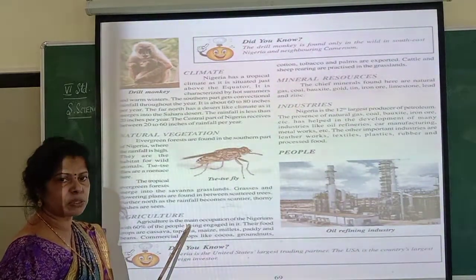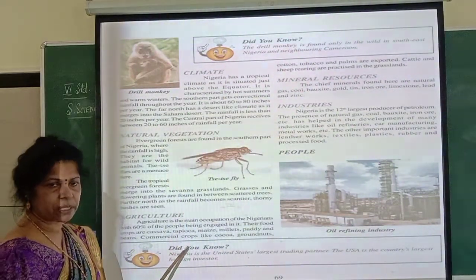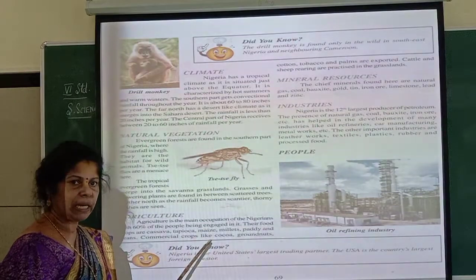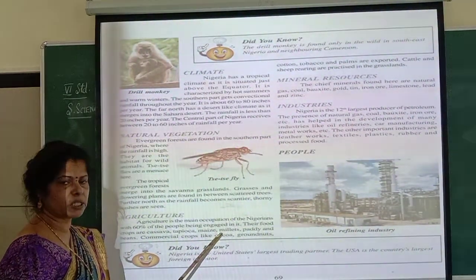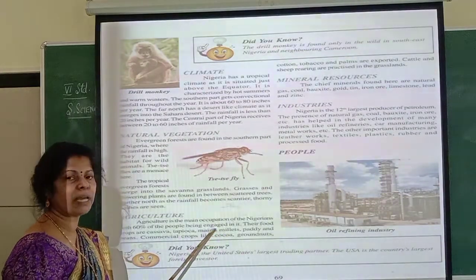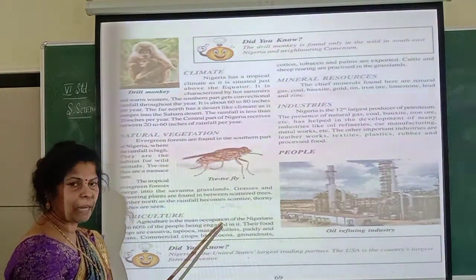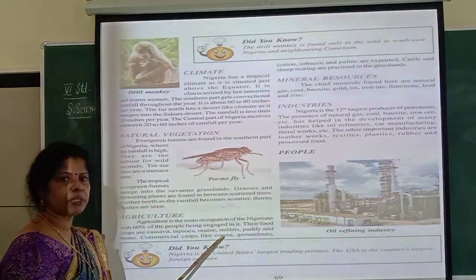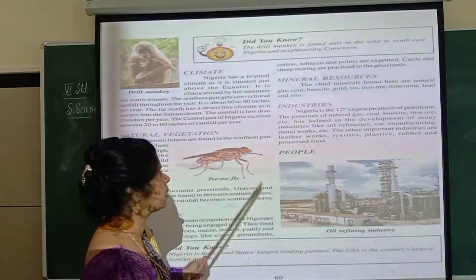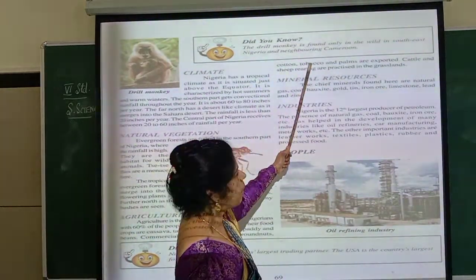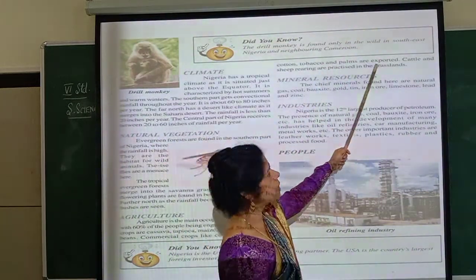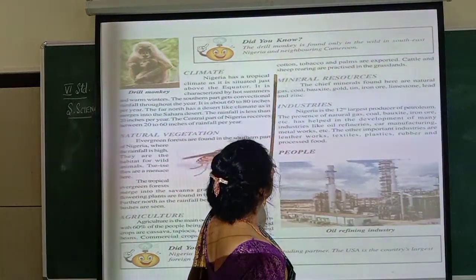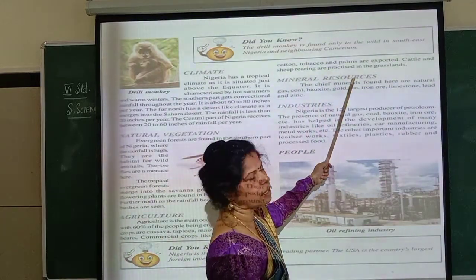Commercial crops means crops which are used for business purposes. They earn money for the country. So what are those crops? Cocoa, especially chocolates, black chocolates, in that there will be presence of cocoa, groundnuts, peanuts, cotton, tobacco, and palms are exported. Cattle and sheep rearing are practiced in the grassland.